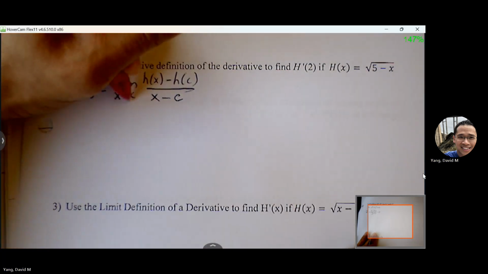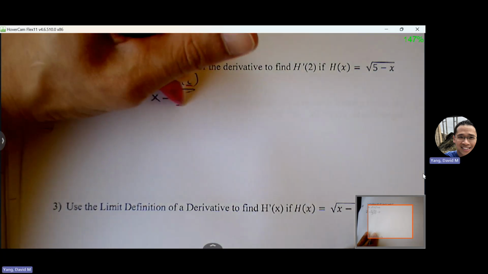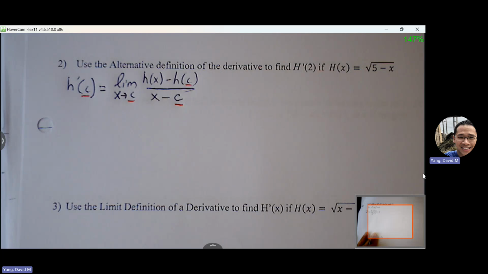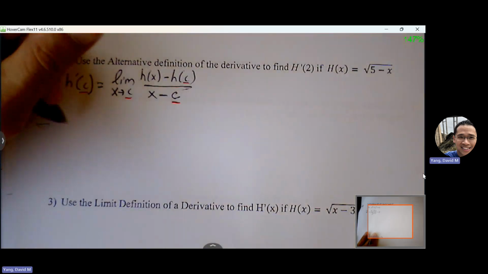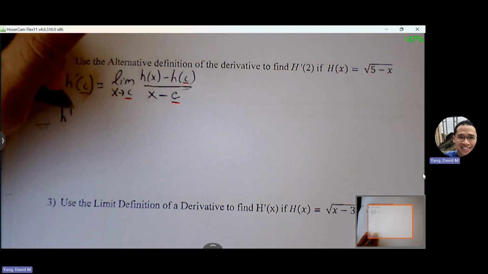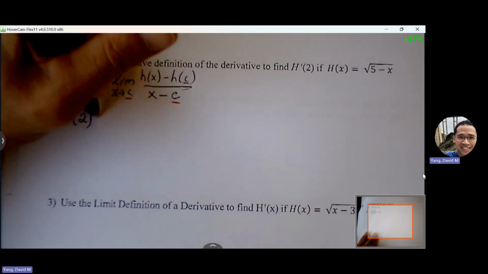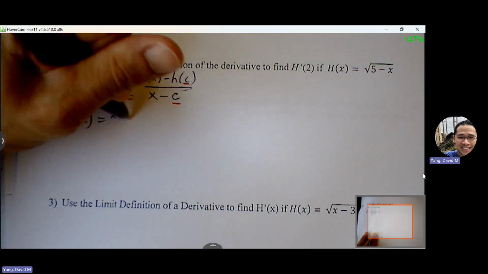So first step is getting that c value replaced. In this case, we're going to replace the c value with 2, because they're asking for the slope of the h graph at 2. So start there. Our first step is just to replace the c. I think after you do that, things will become a little bit more clear as to what to do next.